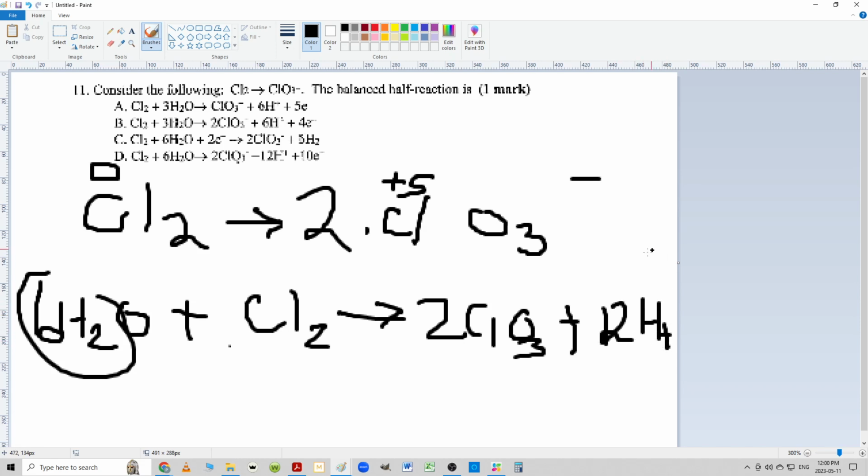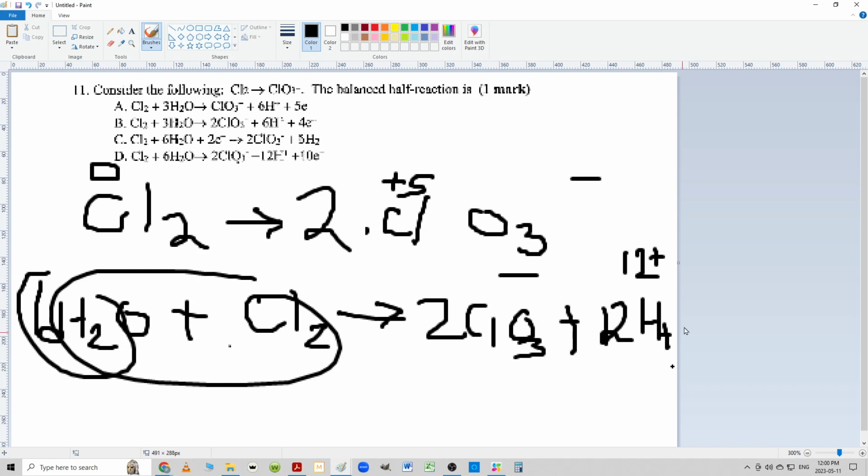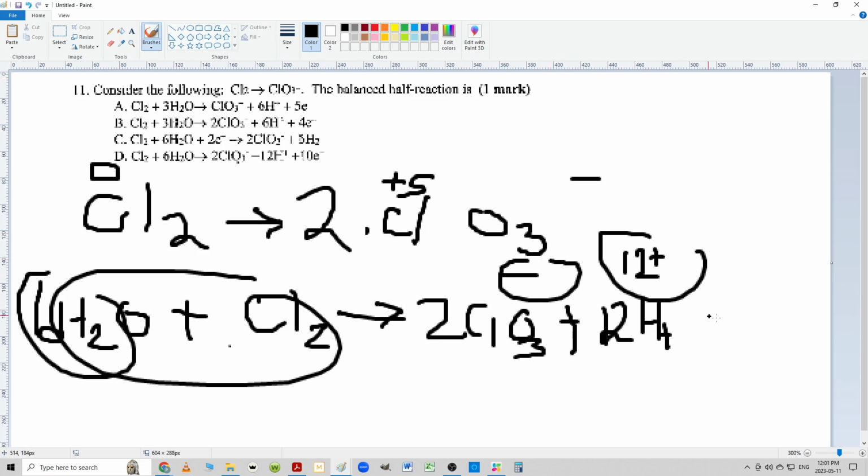Suddenly I've created a 12+ charge here, there's always a 1 negative here, and there's 0 here. So now I have to balance out my charges. I can see that I have +12 -1, so +11. So I have to balance it out on this side with +11 electrons. Oh wait, there's 2 of them, so it's +10 electrons.